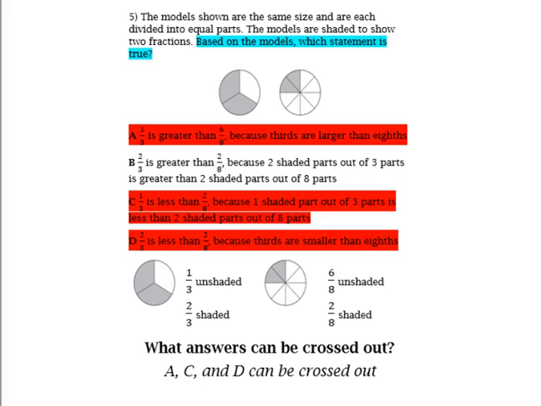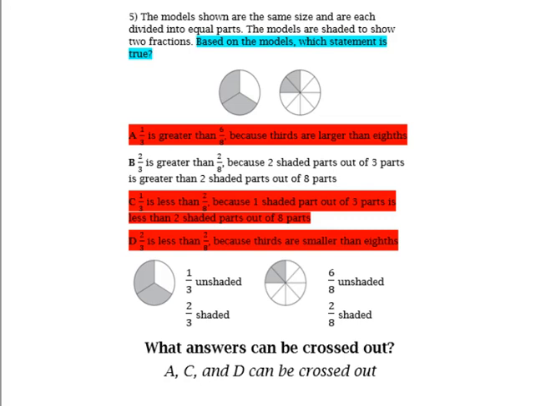Yes. If you said answer choice A, C, and D can be crossed out, you are correct. So let's take a look. 1/3 is greater than 6/8. No, that's incorrect. So the unshaded part on the left is not greater than the unshaded part on the right. That should have been a pretty easy one, because in comparing, you see that the unshaded part on the left is significantly smaller than the unshaded part on the right. So it could not be greater than.